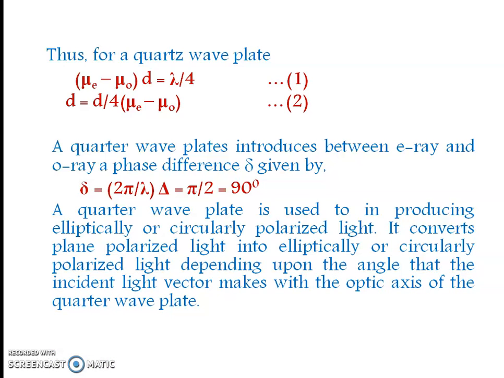Now a quarter wave plate is used in producing elliptically or circularly polarized light, which converts the plane polarized light into elliptically or circularly polarized light, depending upon the angle that the incident light vector makes with the optic axis of the quarter wave plate.